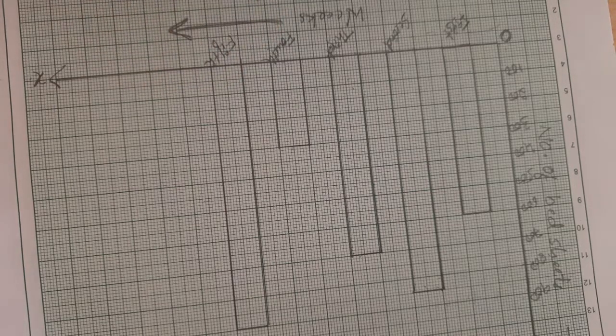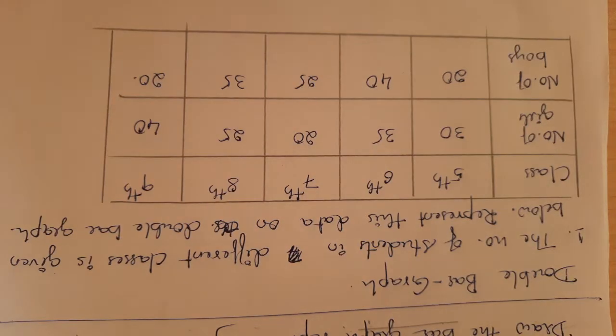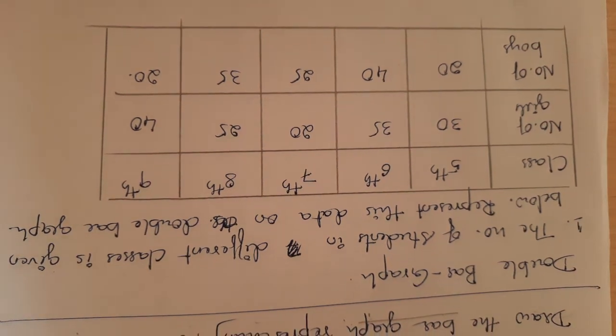as a double bar graph. Okay, so now let me take the next sub concept, that is the double bar graph. When the word double bar graph comes, it represents comparison. So here is a question.